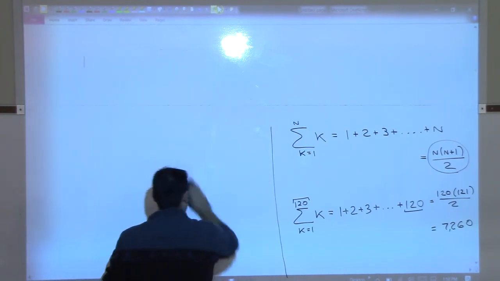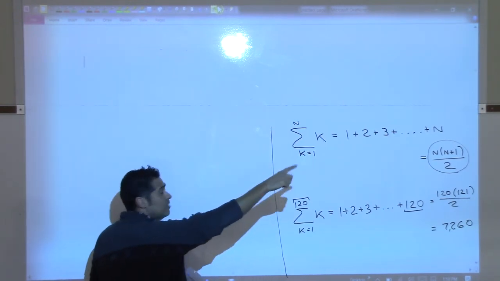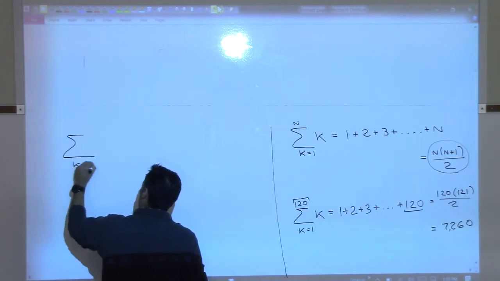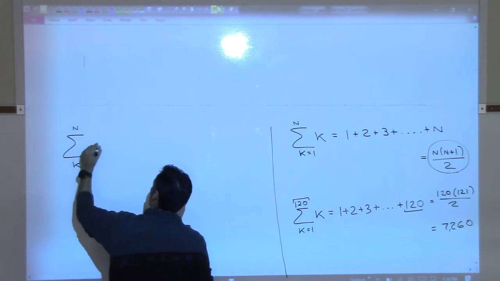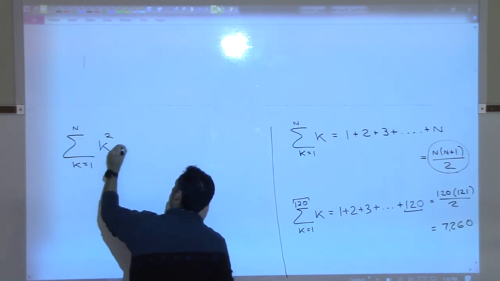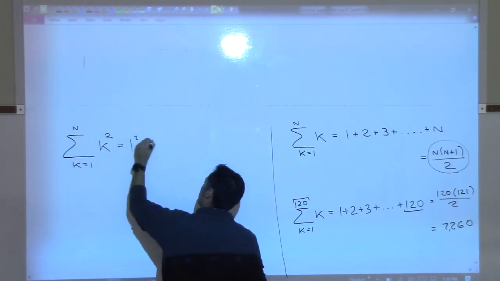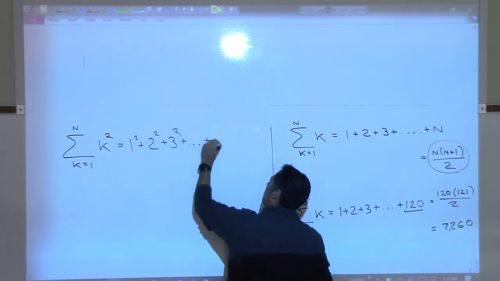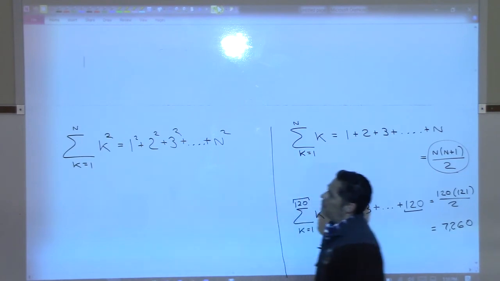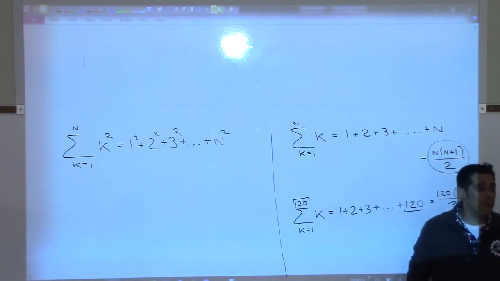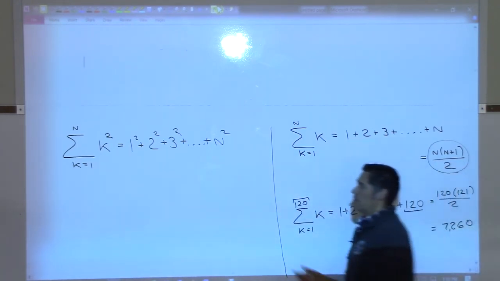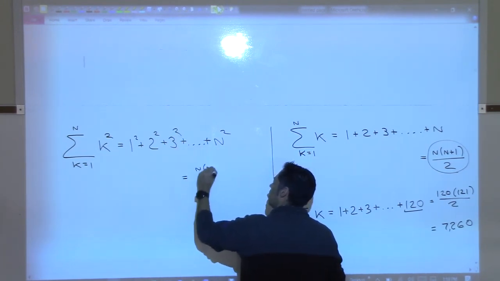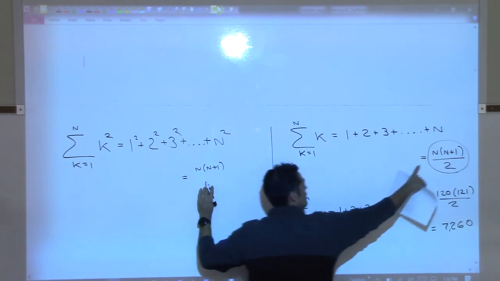is not adding up the first integers, right? 1 plus 2 plus 3, but adding up the squares of the integers. So instead of putting k here, putting k squared. This is 1 squared plus 2 squared plus 3 squared, and you do this all the way out to n squared. So there is a formula for this. The formula is that adds up to be n times n plus 1.